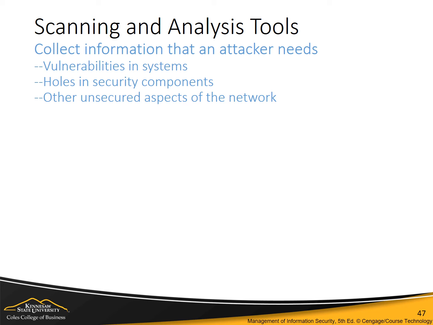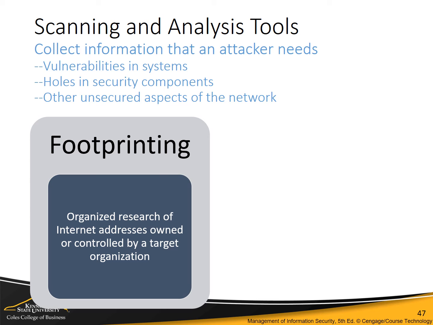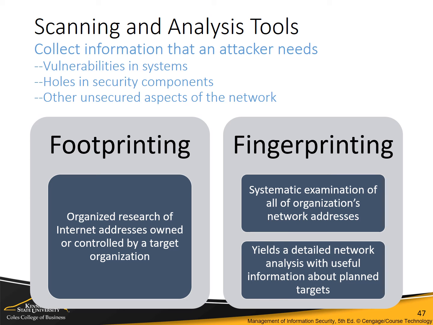Conscientious administrators will have several informational websites bookmarked, and they frequently browse for new vulnerabilities, recent conquests, and favorite assault techniques. In addition, scanning and analysis tools can find vulnerabilities in systems, holes in security components, and other unsecured aspects of the network. Footprinting is the organized research of internet addresses owned or controlled by a target organization, whereas fingerprinting entails the systematic examination of all of the organization's network addresses and yields a detailed network analysis that reveals useful information about planned targets. Yes, they are all out to get you. Make that assumption and protect your information assets as well as you can.